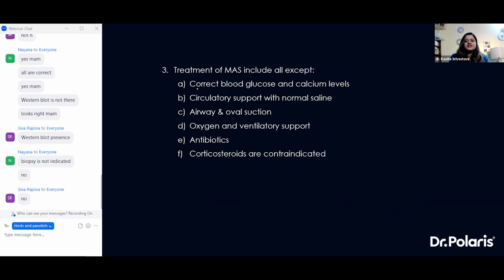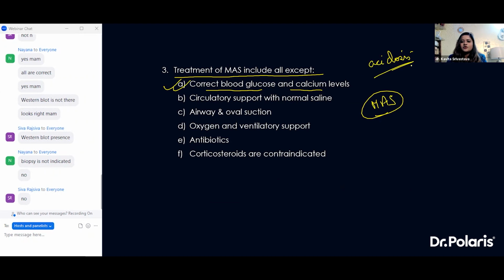Okay, next question. Treatment of meconium aspiration syndrome includes all except. Now, if you have understood what MAS is, then you should understand what all steps we require for the treatment. So, answer for question number 3. Let us see, do we need to correct the blood glucose level and calcium levels? Obviously, yes, because we don't want any further acidosis to happen in the body and worsen the clinical picture of the baby. Circulatory support with normal saline.